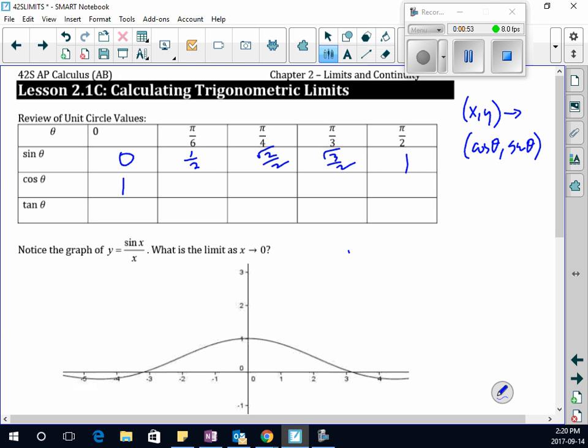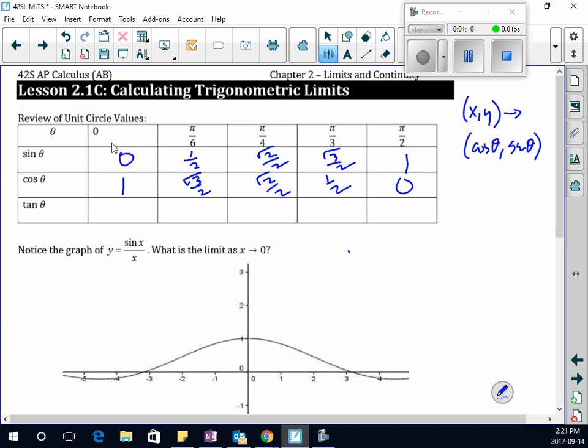Cos of 0. 1, yes. Cos of pi over 6. Root 3 over 2. Cos of pi over 4. Root 2 over 2. 1/2. 0. Remember, the sign goes in the opposite as the other one.